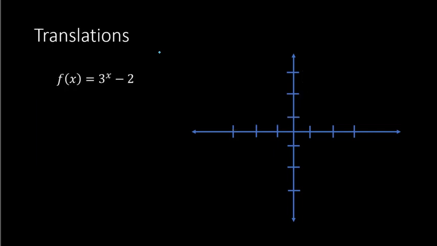So for example, let's say we had f of x equals 3 to the x power minus 2. This would be your function that you see graphed, that would be f of x equals 3 to the x power. But the minus 2 on the outside is a vertical shift. That's going to shift the graph down 2. If it were a plus 2, it would shift the graph up 2. But it's shifting it down 2, and we get a graph that looks like this.